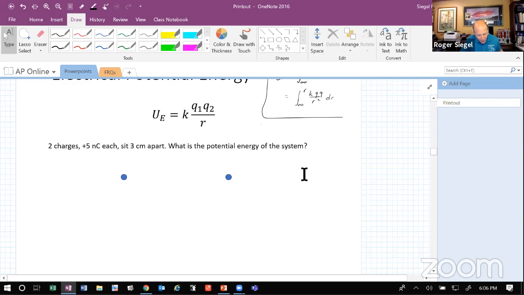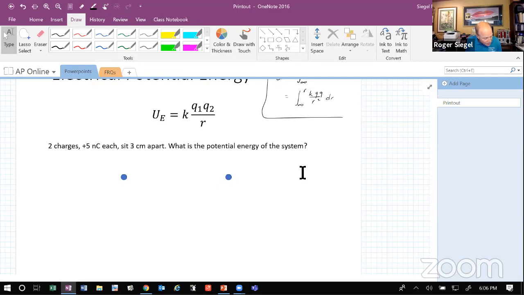Okay, so we have two charges, and they are 5 times 10 to the minus 9 each. That's each charge, and those charges are 3 centimeters apart. So we want to know the potential energy of the system. All right, so let's go ahead and see what that looks like.